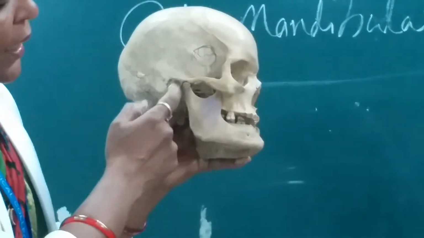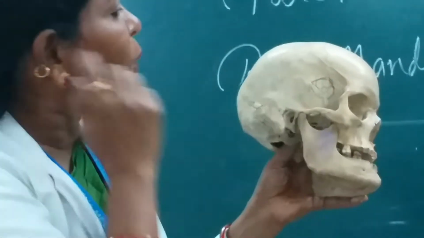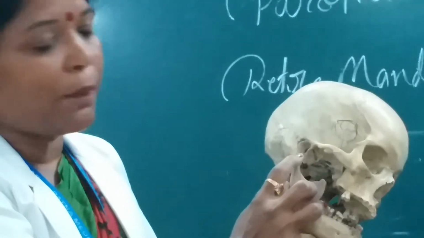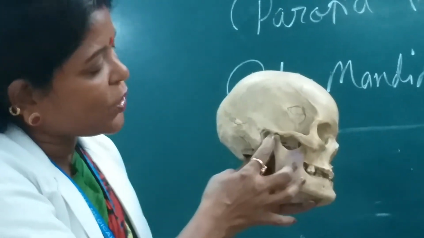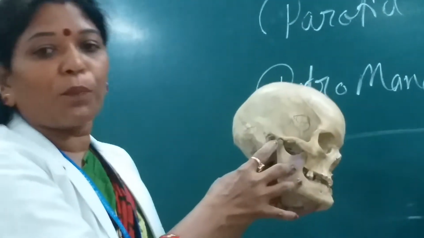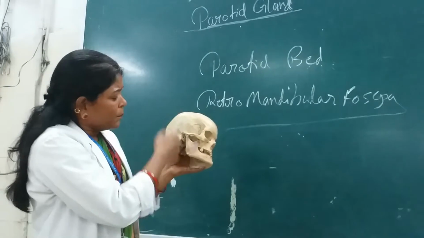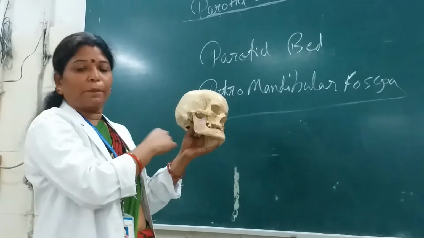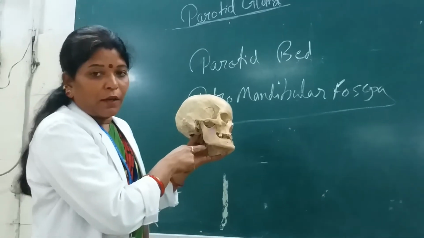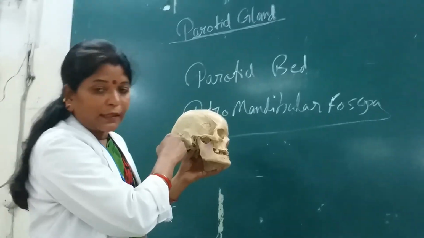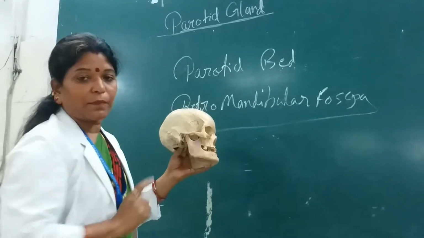Superiorly, this is the external auditory meatus, and this is the temporomandibular joint. This is the head of the mandible and this is the tympanic plate. So the posterior aspect of the temporomandibular joint forms the superior boundary of this retromandibular fossa. Inferiorly it is bounded by the muscles from the styloid process up to the pharyngeus, and also by the sternocleidomastoid muscle and the posterior belly of the digastric muscle.